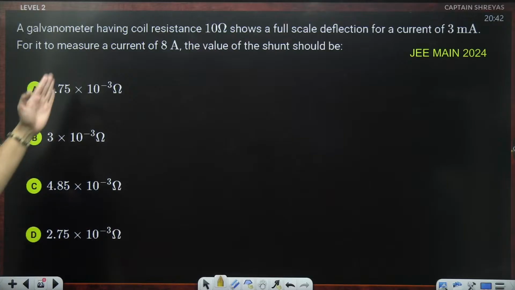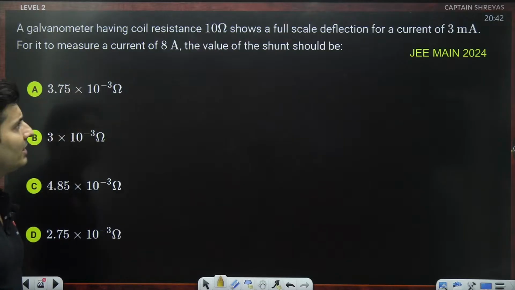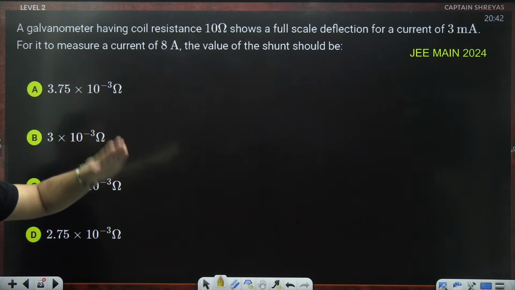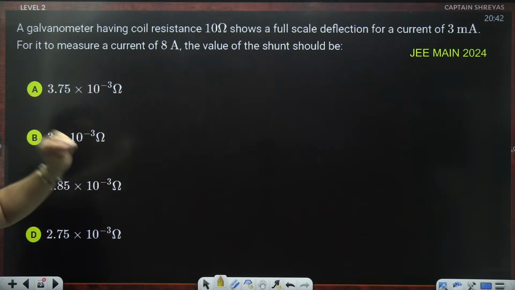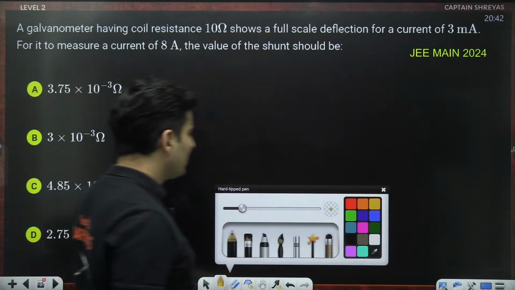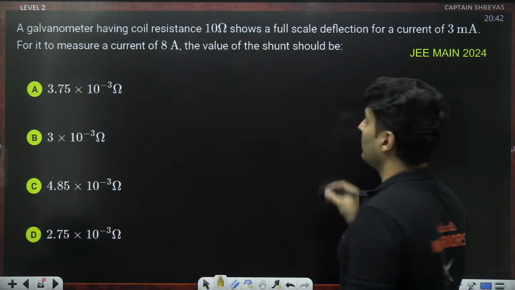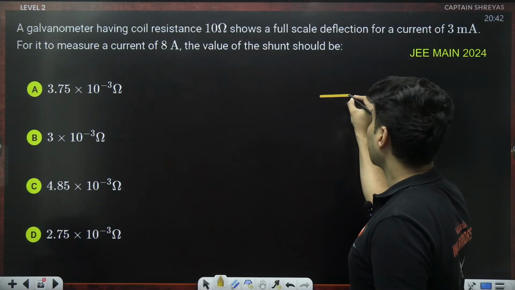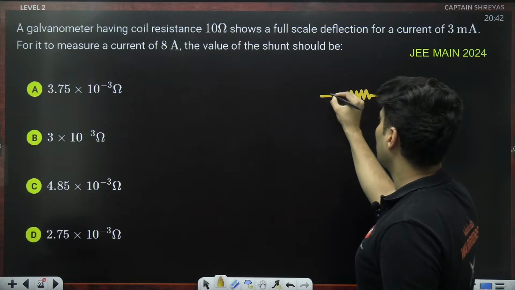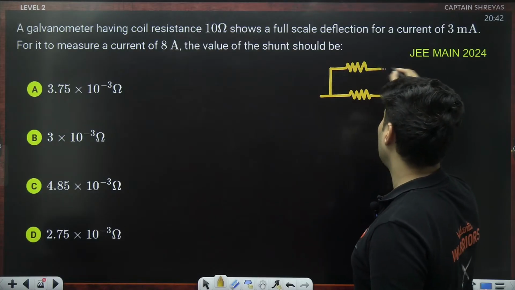Moving on, a galvanometer having a coil resistance of 10 ohm shows a full scale deflection of 3 milliamperes. To measure 8 amperes, the value of the shunt should be. Again, so many questions on just ammeter, guys. So what do we do? First of all, I will show the galvanometer. I will also show the shunt over here.